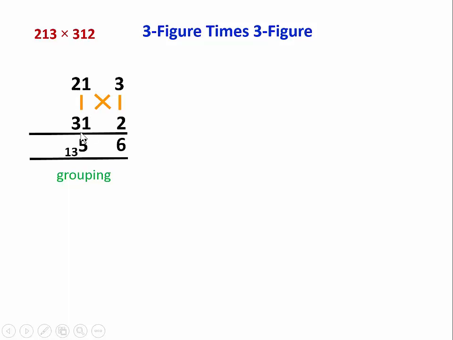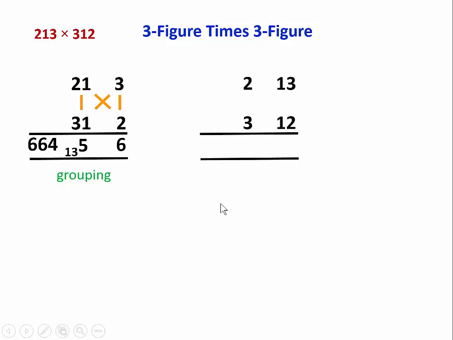This one's very easy because there are no carries. We get a 1 multiplying vertically here. We get 2 and 3 is 5 crosswise, and we get 2 3s are 6. We get 6 5 1, and we have to add on the 13, so that's 6 6 4. That's the answer, 6 6 4 5 6.